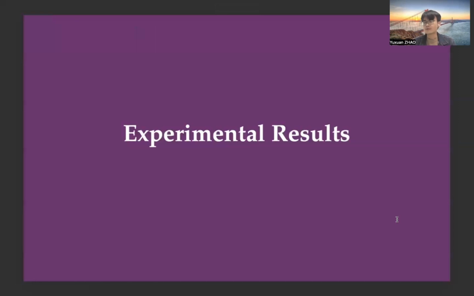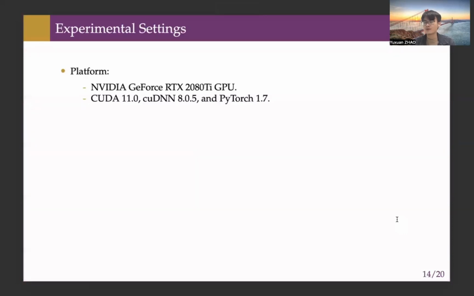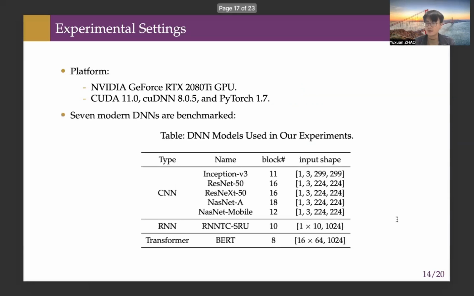That's all about our methodologies. Here are the experimental results. We conduct our experiments on NVIDIA RTX 2080 Ti with CUDA 11, cuDNN 8 and PyTorch 1.7. 7 modern DNN models are benchmarked. We cover 5 CNN models, 1 RNN model, and 1 transformer model.